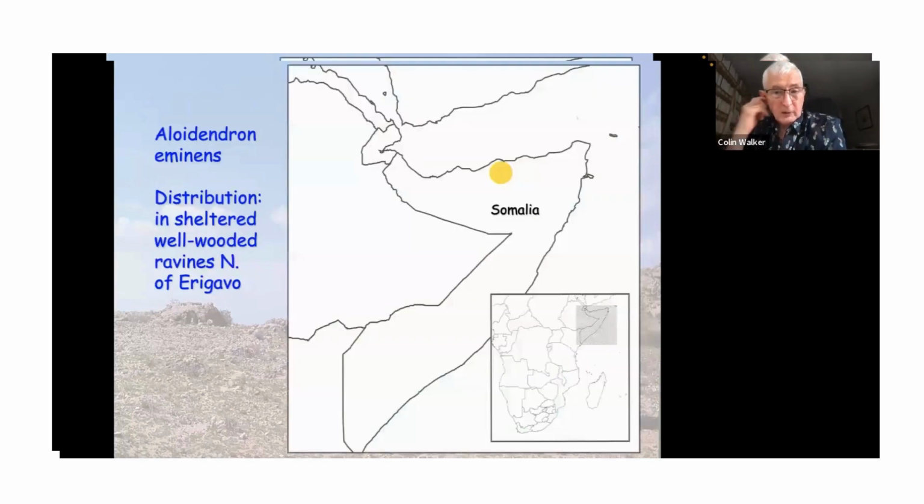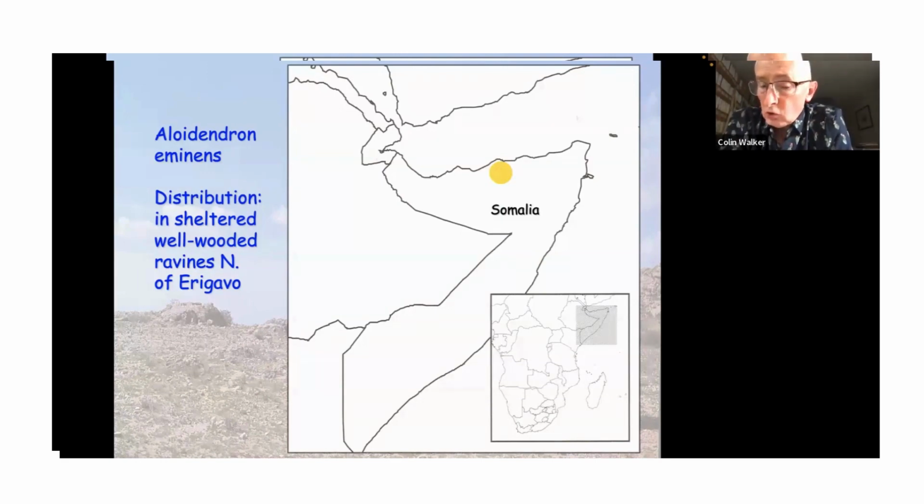The final species, I introduced this earlier. This was first described as Aloe eminens by Gilbert Reynolds and Peter Bally in 1958, after they discovered it 4 years earlier in Somalia. It occurs in sheltered, well-wooded ravines north of Arigavo. It has a very limited distribution.